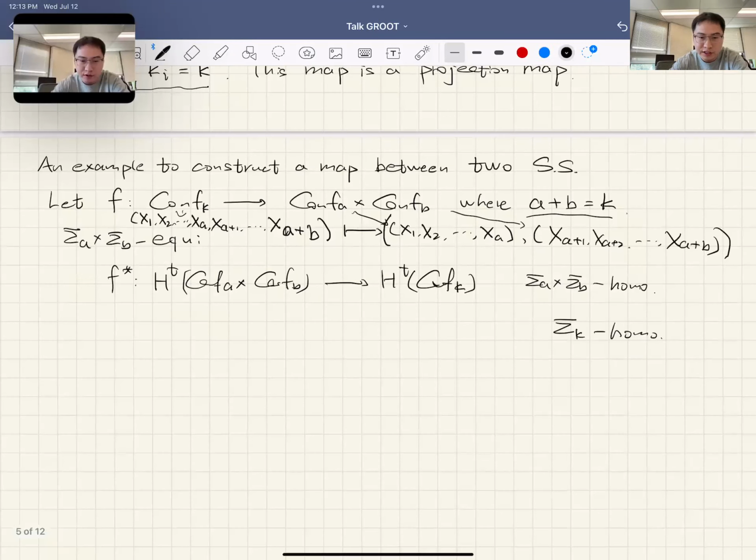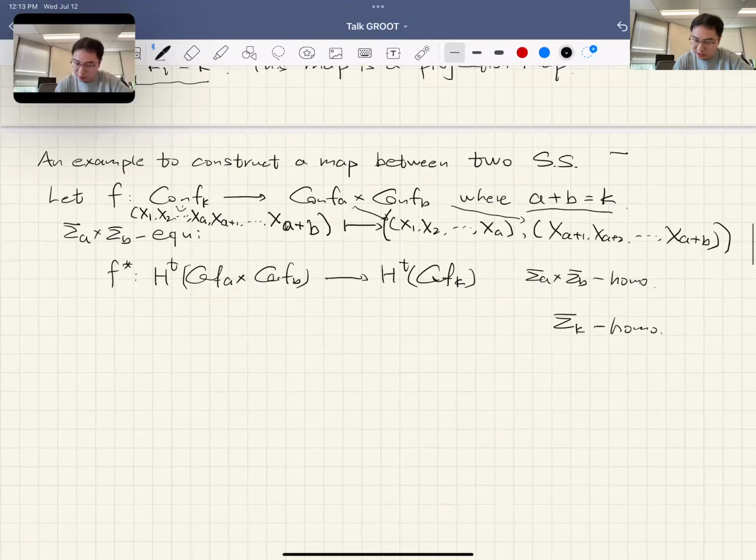So I have a question from the chat. Why do we need F to be sigma A times sigma B equivariant? Because in the end, I want to build a map between two spectral sequences, and especially I want that map to be a sigma K homomorphism. You will see later why we need this sigma A times sigma B equivariance.